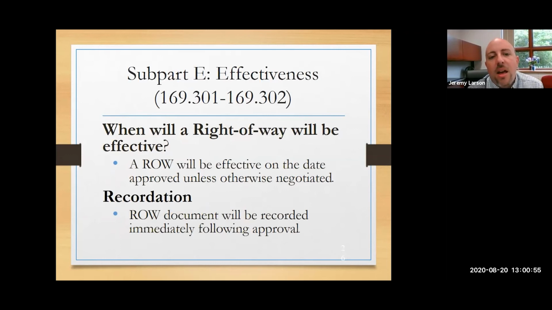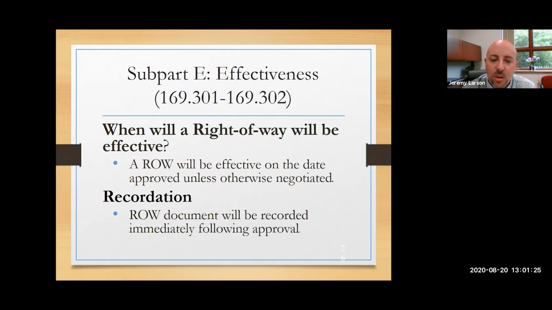Effectiveness. When will the right-of-way be effective? A right-of-way will be effective on the date approved unless otherwise negotiated by the tribe and the applicant. So when the superintendent or regional director signs that right-of-way grant, that is the day the right-of-way is effective. Once it is signed, the Bureau of Indian Affairs will then record the right-of-way with the Land Titles and Records Office.